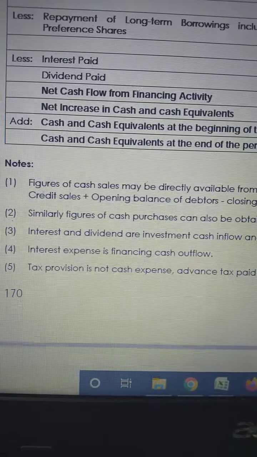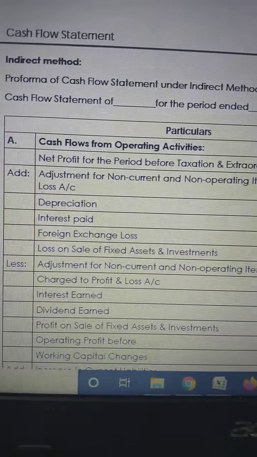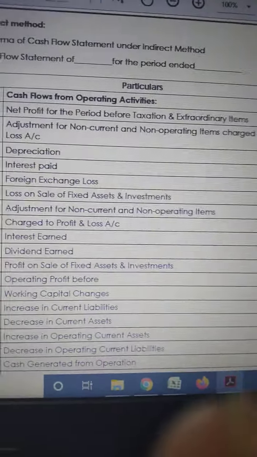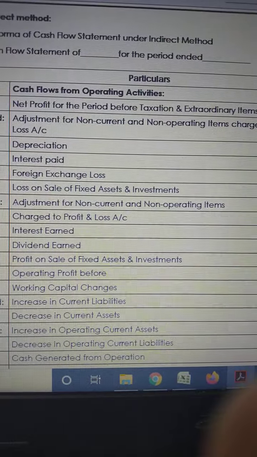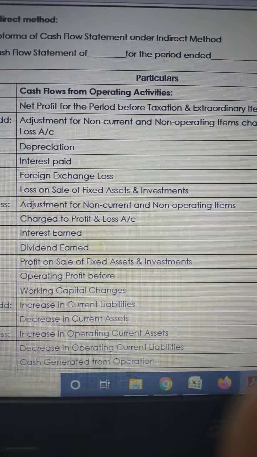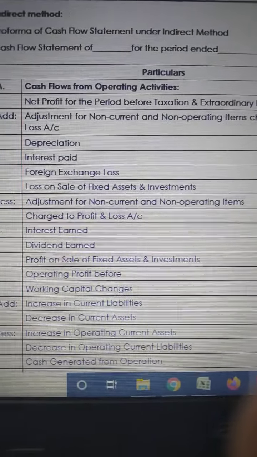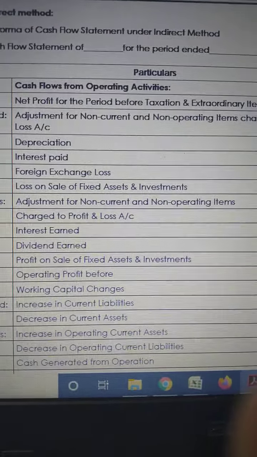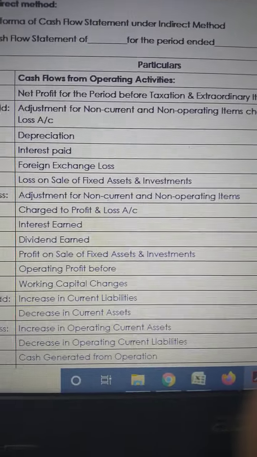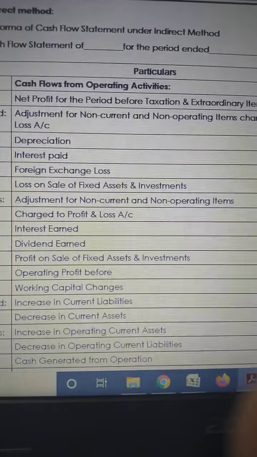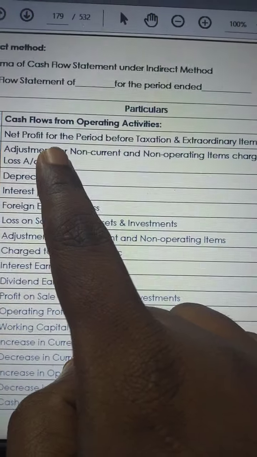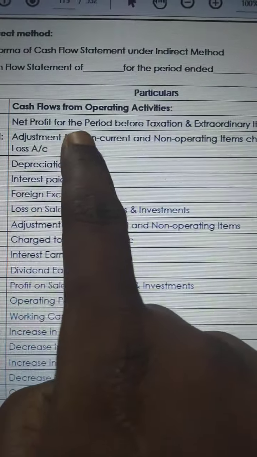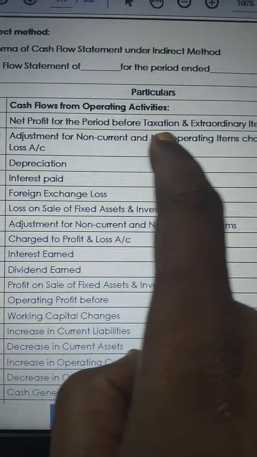But in the indirect method, you are not going to directly write the figures. You are going to present the format indirectly. Indirect means from accrual you are converting to cash. What is the first item under the indirect method? Net profit for the period before tax and extraordinary item. What is the meaning of that?